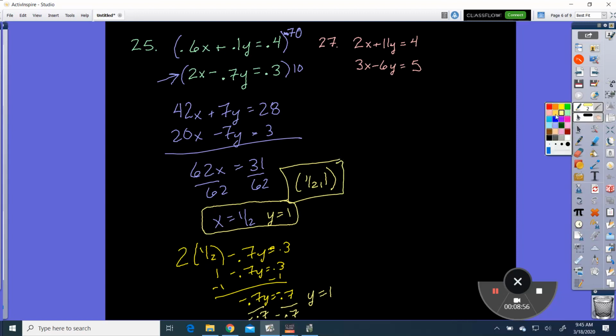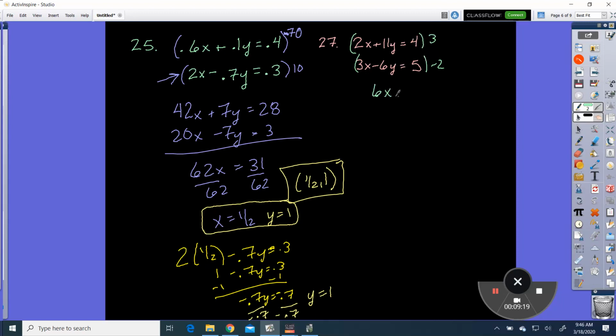Okay, on number 27, I put this on here just so you could see that it's okay to multiply this by like 3 and this by like negative 2. And that's going to get rid of my x's. You could have multiplied this one up here by 6 and this one down here by 11, and that would have got rid of your y's. Like I said, it doesn't matter which one you decide to get rid of. You just pick and choose and do that.